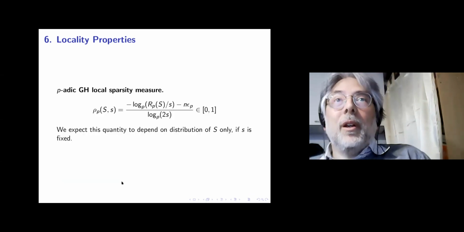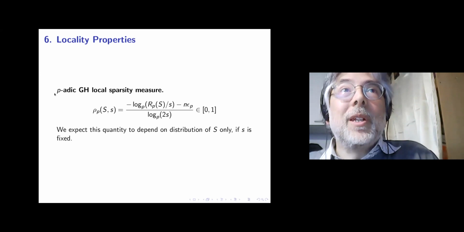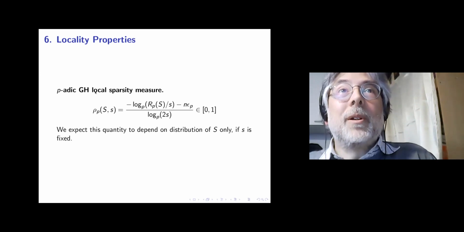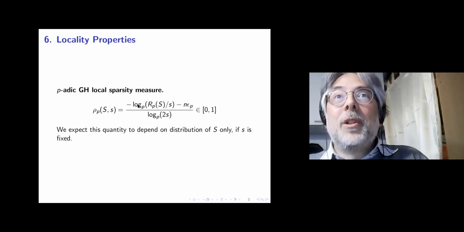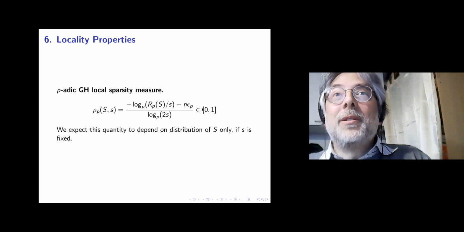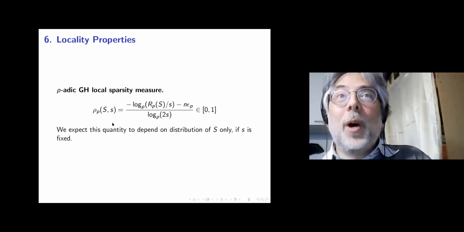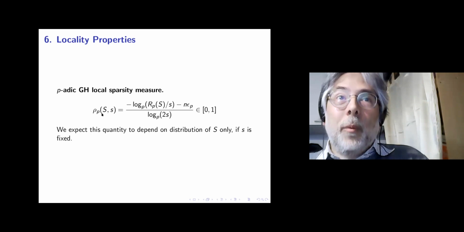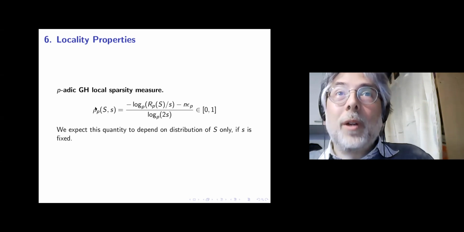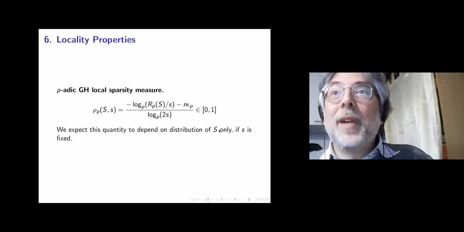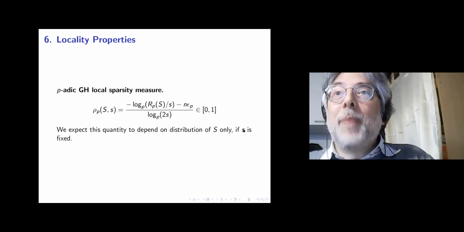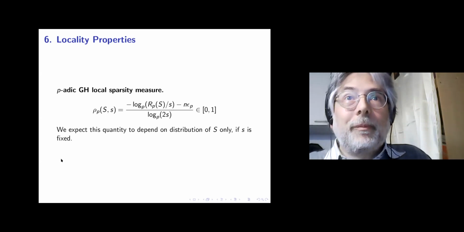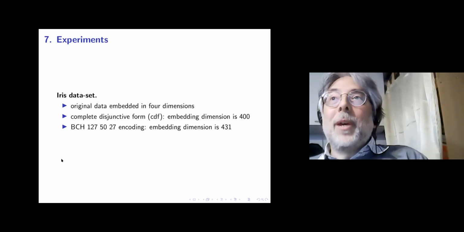And from this we can construct another number. We call this the p-adic Gray Hilbert local sparsity measure, which normalizes everything so that you have a number between 0 and 1. And we think that this quantity depends only on the distribution of S if the bucket capacity is fixed. We did some experiments.